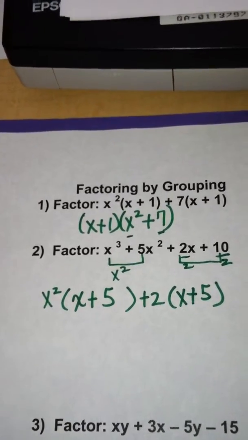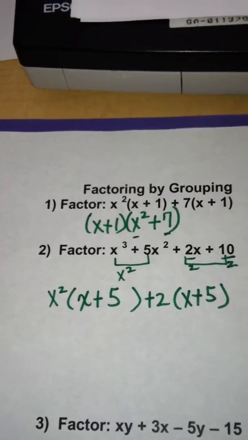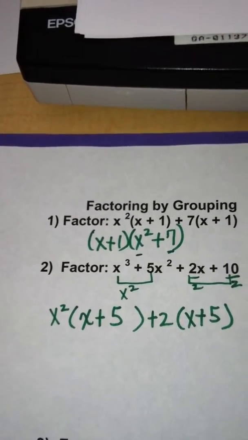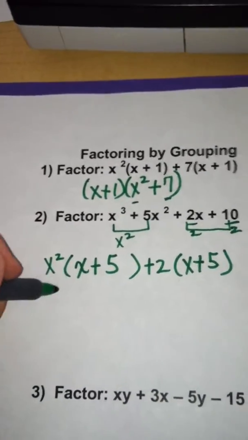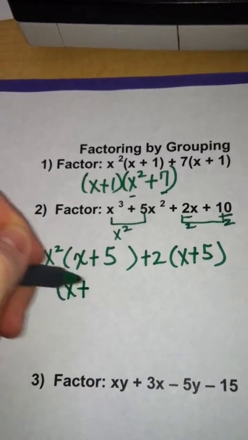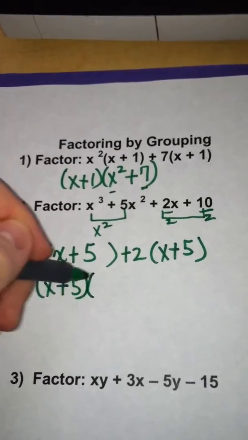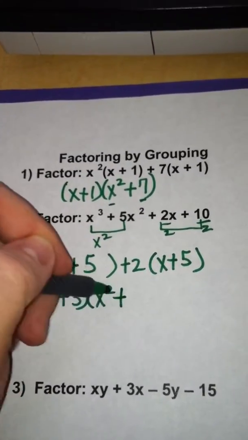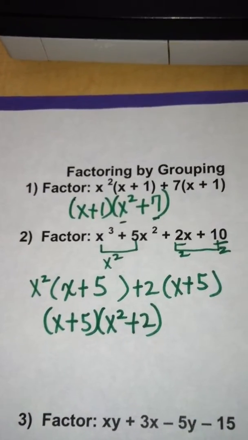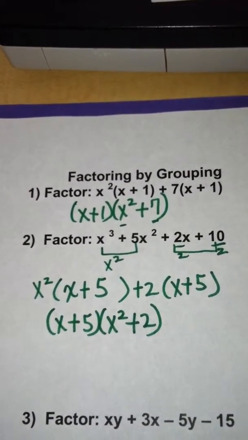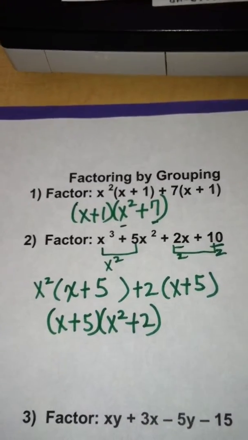Before we can combine everything together, make sure that you have the same expression in both parentheses. We do, so we can go ahead and combine our answer. So we have x plus 5 times x squared plus 2. Again, to factor by grouping, you need 4 terms as a general rule.